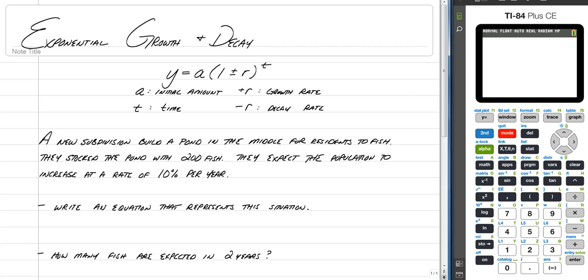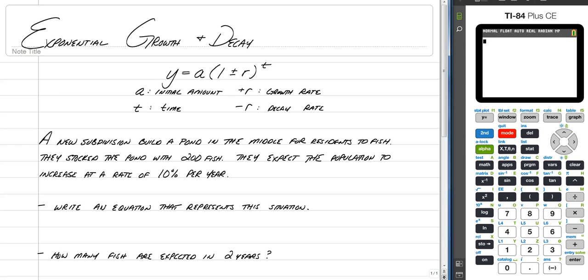So the formula is y is equal to a times, in parentheses, 1 plus or minus r, all raised to the t power. Now, a is your initial amount of whatever it is we're talking about. T is going to be time. Your rate could be growth or decay depending on if it's positive or negative. So if it's exponential growth, it's going to be plus r. If it's exponential decay, it's going to be minus r.